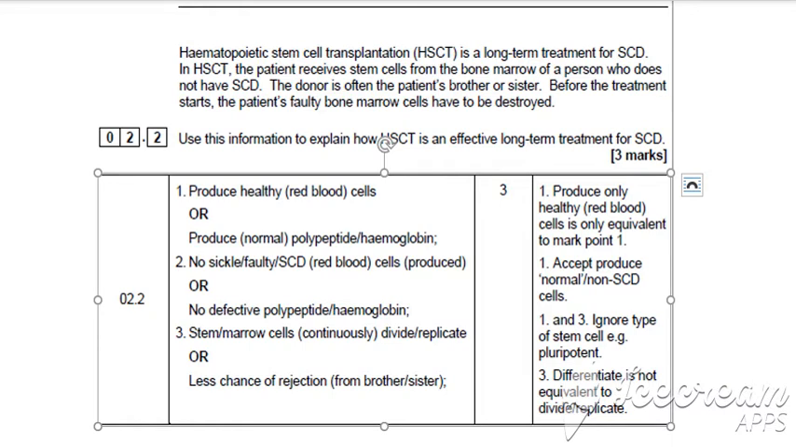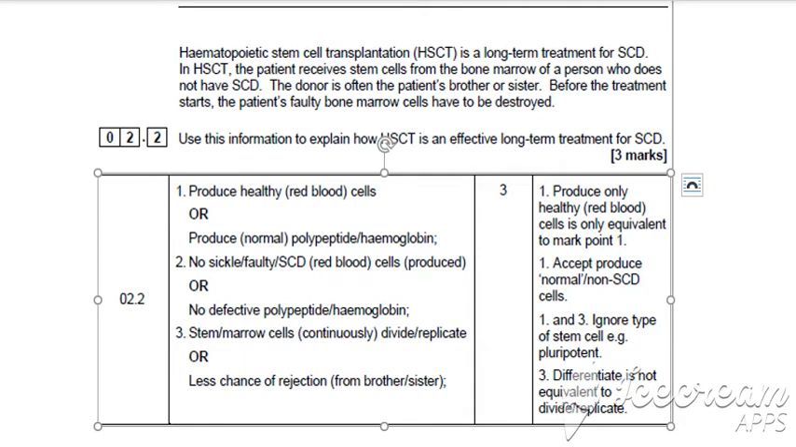For the second marking point, it's then to do with saying, as well as producing those healthy cells, they are not going to be producing any of the sickle-celled or the faulty cells or the SCD red blood cells, or no defective polypeptide or hemoglobin.